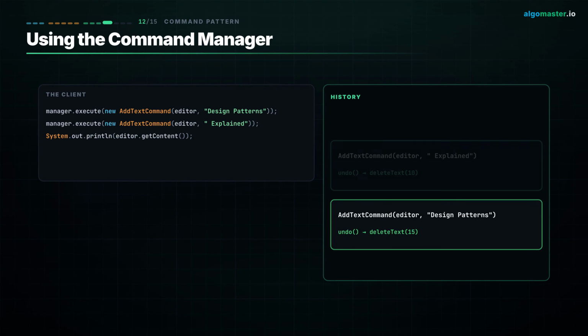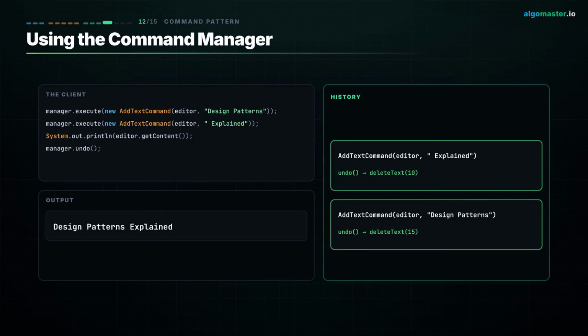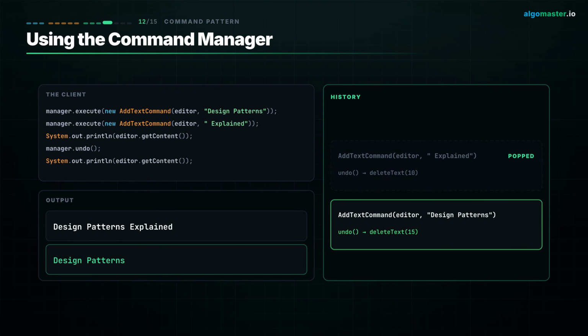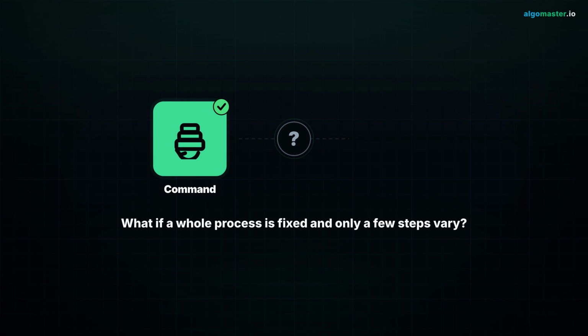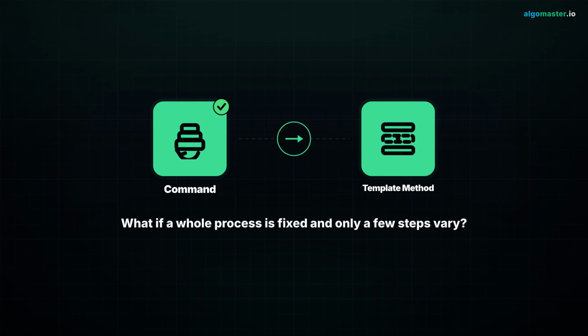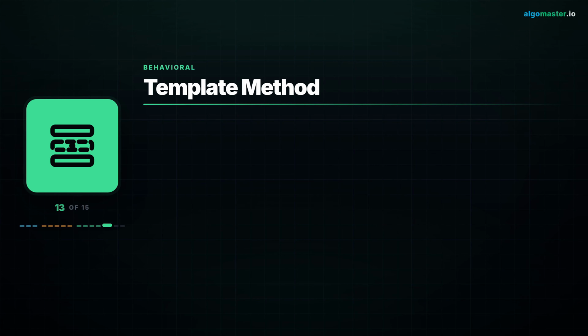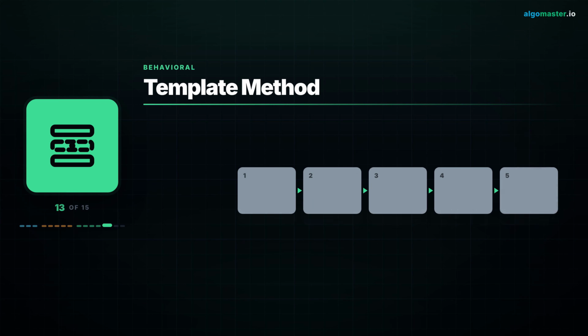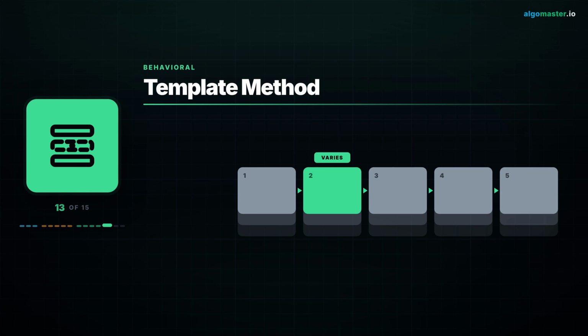The client can now use it like this. Now suppose the user presses undo. This reverses the most recent command. Command lets us package an individual action as an object. But sometimes we have an entire process made up of several steps where the overall workflow stays the same, but some steps need to vary. That brings us to the next pattern, template method. The template method pattern is useful when several processes follow the same overall workflow, but a few steps vary.